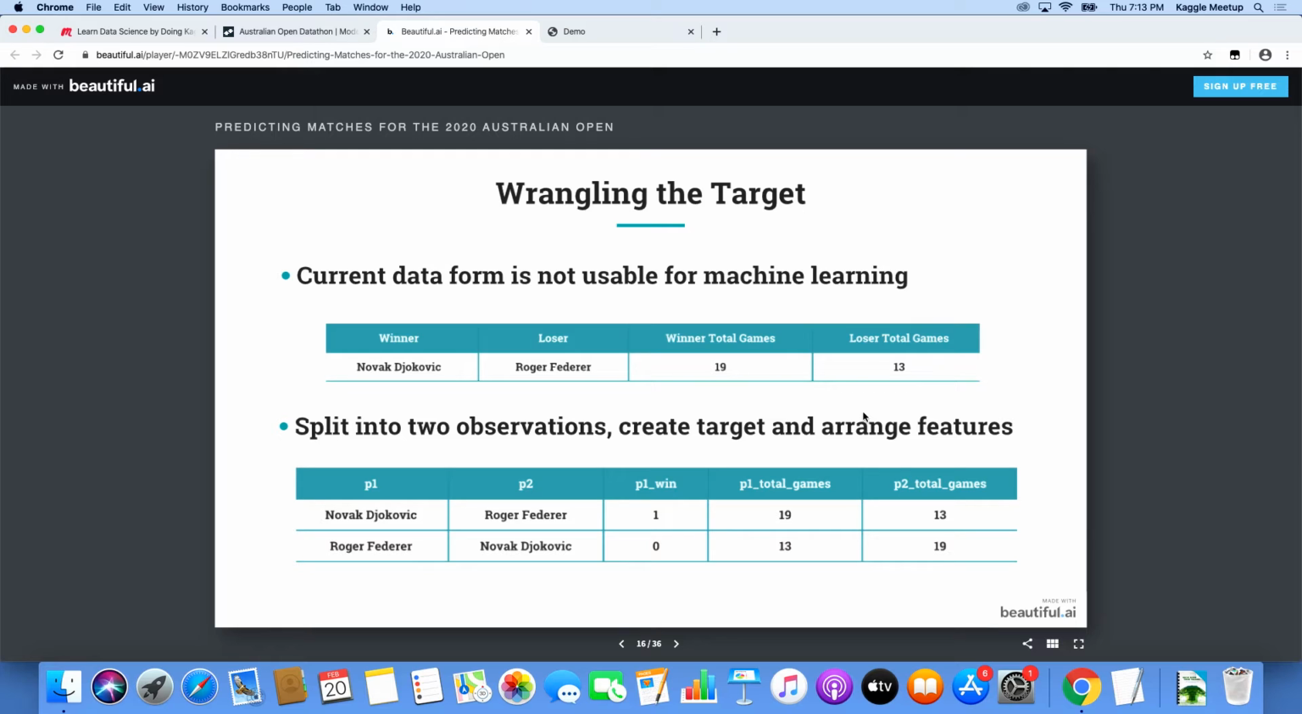The reason we need to do this is to induce variability in the target. If you only allocate the winner to player one and the loser to player two, your outcome is always going to be one. So you can't do machine learning with that. If you feed that into any sort of algorithm, it's just going to break. You're not going to do anything meaningful. So you have to have both cases involved. Then you arrange the features accordingly. Notice how I'm swapping the features for Djokovic and Federer, so 19 and 13 and 13 and 19. Any questions about that? Yeah. All right, so that's how we wrangle the target and convert from winner and loser to player one, player two, player one wins.